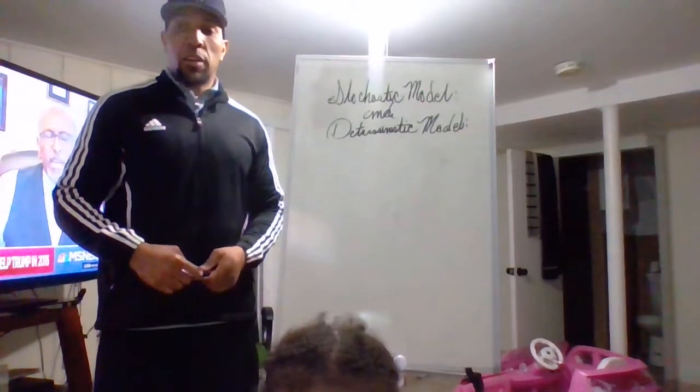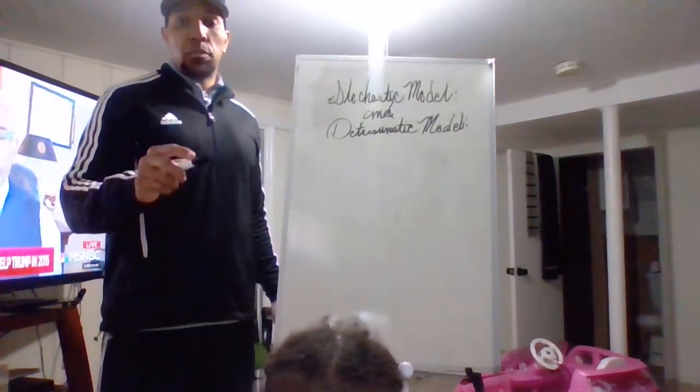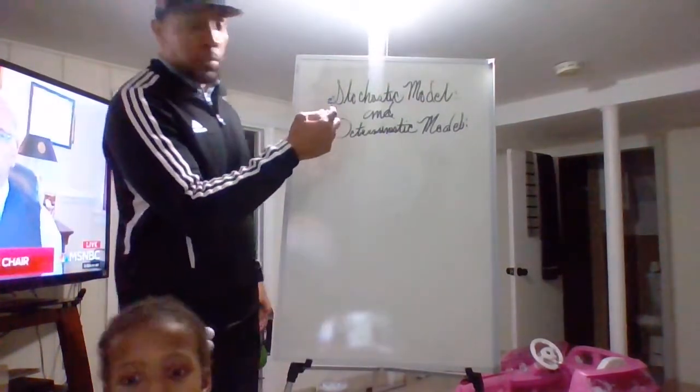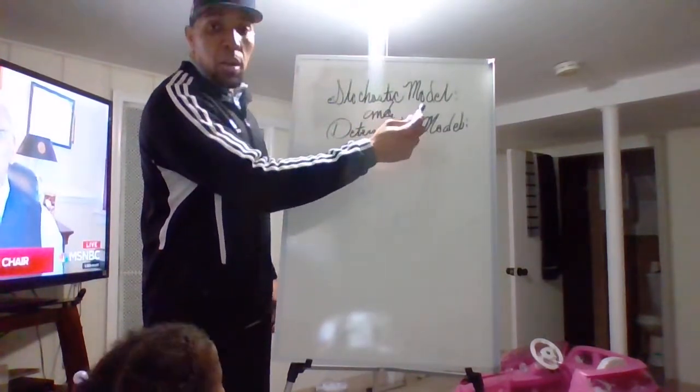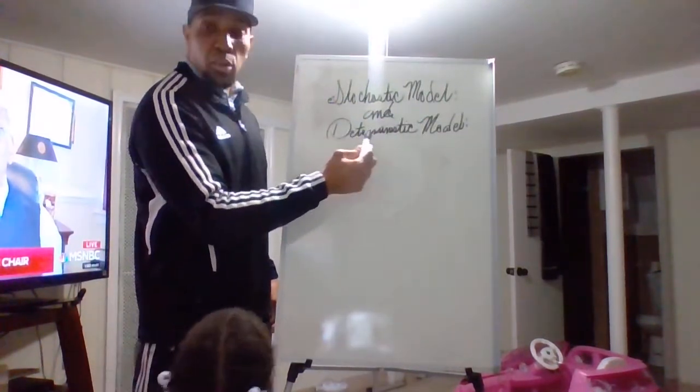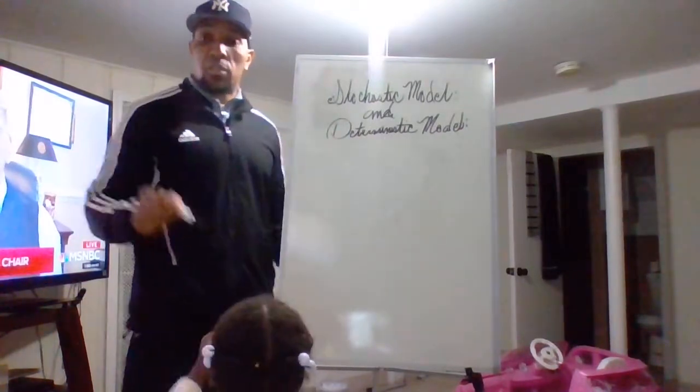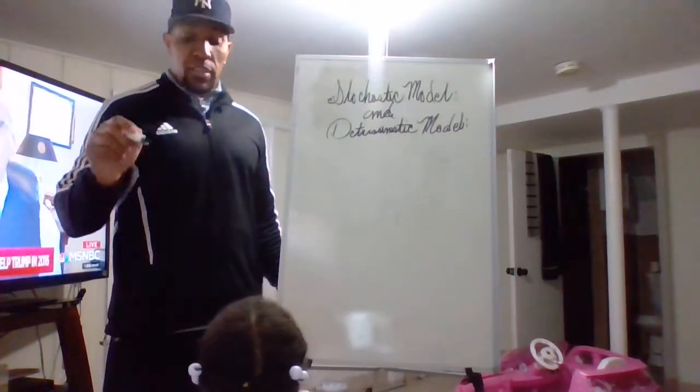So, real quick, I want to talk about, if you can make this out, I'm not sure. It's called the stochastic model and deterministic model. So, the stochastic model and deterministic model.